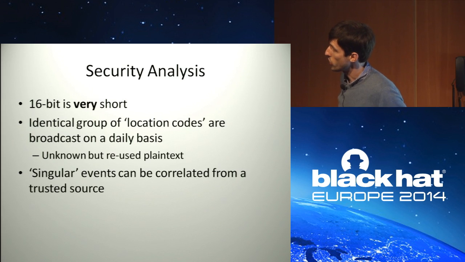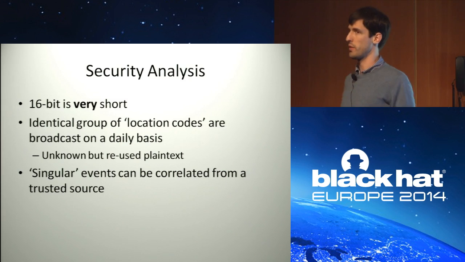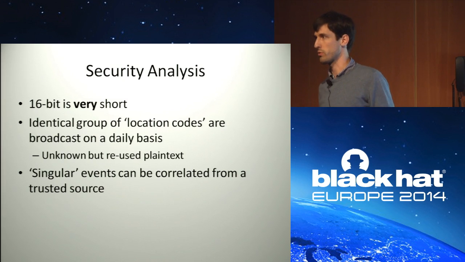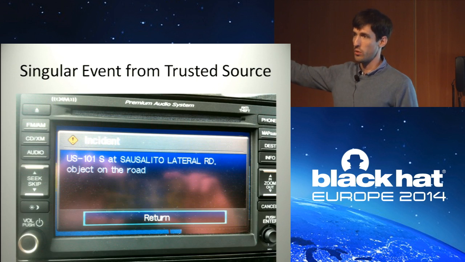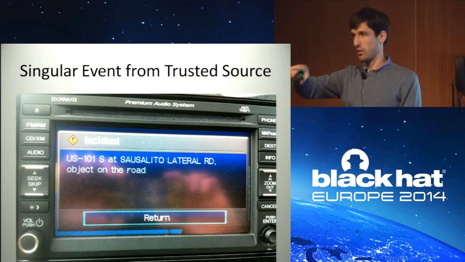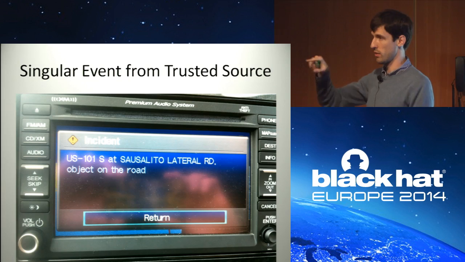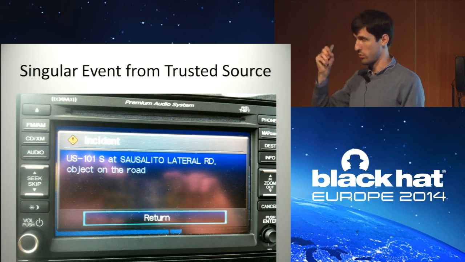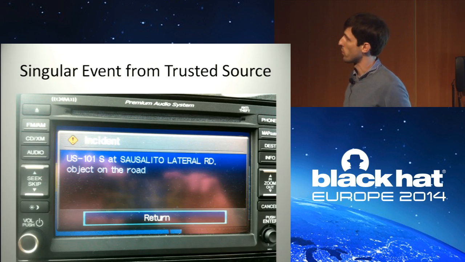So you can also use singular events that can be correlated from some trusted source. When I say singular events, I'm talking about things that don't happen very often. Congestion happens everywhere. You don't often have an object on the road. And you can use this and then look at the RDS output and say, aha, I see this mapping from encrypted location to this event. I can use this as a known data point, and you can use that to speed up your search process.